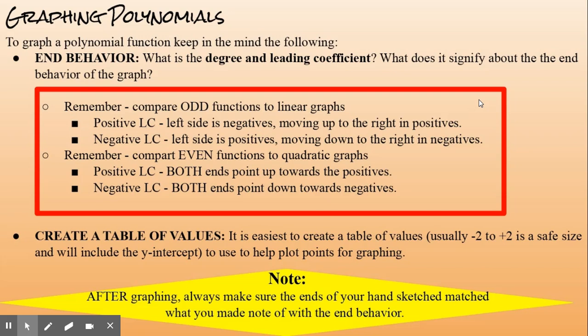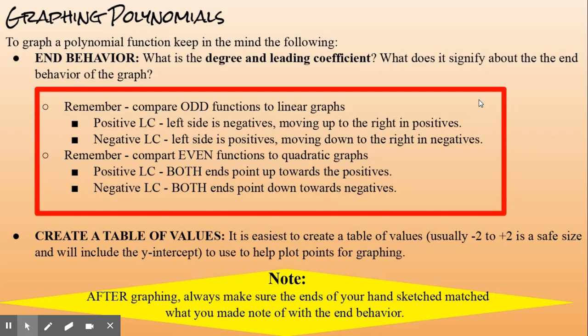So I put in some things to remember. Odd functions are going to be compared to linear graphs. So if it's a positive leading coefficient, one side, the left side, is pointing towards the negatives, and it's moving in an upward motion to the right side in the positives. A negative leading coefficient goes in the opposite direction. It's going downwards. So it's going to start high up in the positives on the left and move down to the negatives on the right.